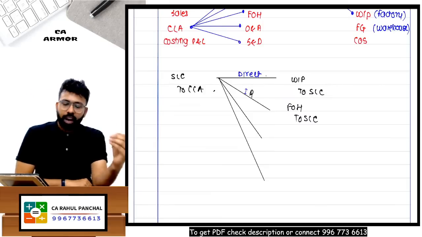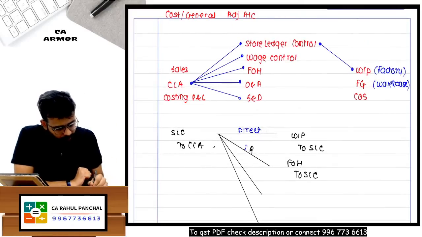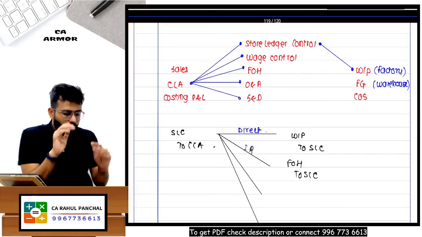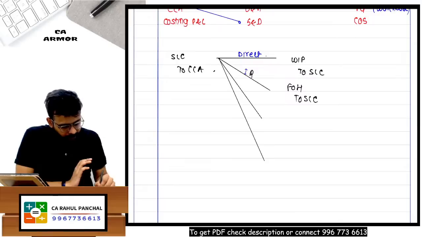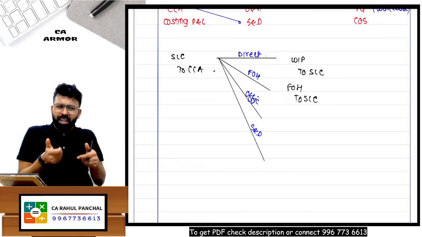So the entry should be factory overhead account debit to SLC account. It means it is like this. Material will go, and it will come to the debit side of factory overhead. Try to understand this. If it is indirect material, that is material issued to the factory. If this material is issued for office purpose, or for selling and distribution, like you have bought some papers for accounting purpose so that you can take the print and all.